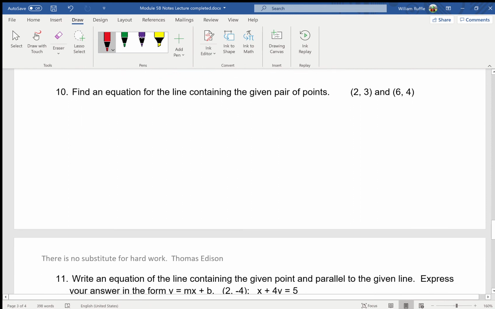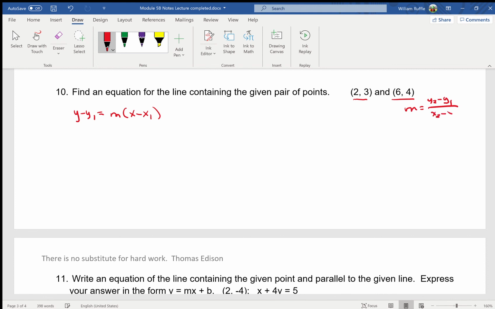All right, the next one. I still need to do y minus y1 equals m times x minus x1. I'm still using the same formula. I have 2 points here and no slope. So I do have to remember slope is equal to y2 minus y1 over x2 minus x1. So when I do my slope here, it's going to be 4 minus 3 over 6 minus 2, which is equal to 1/4.